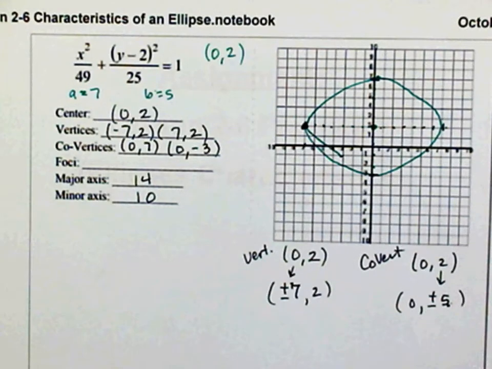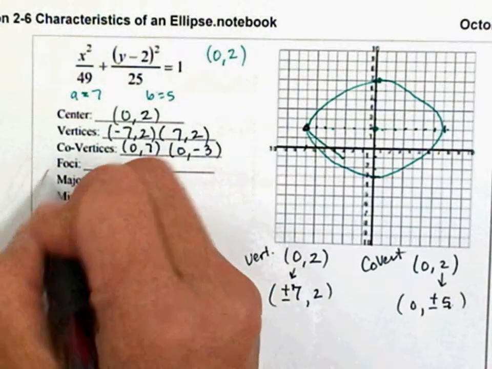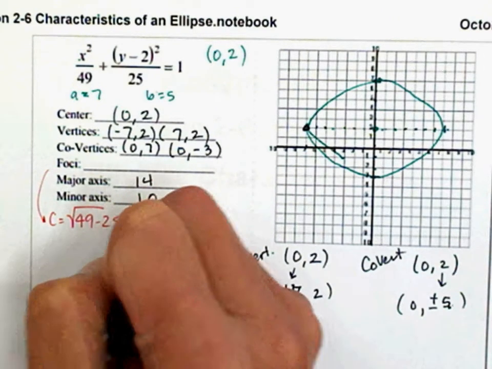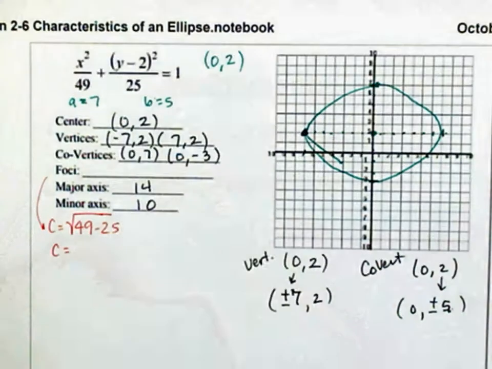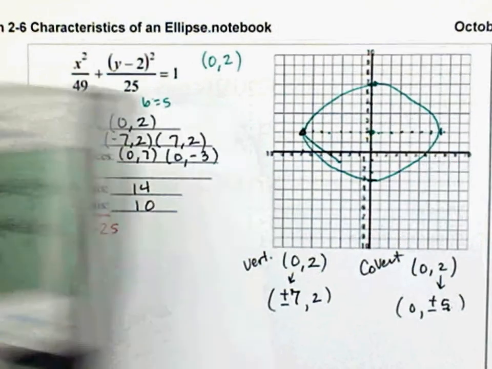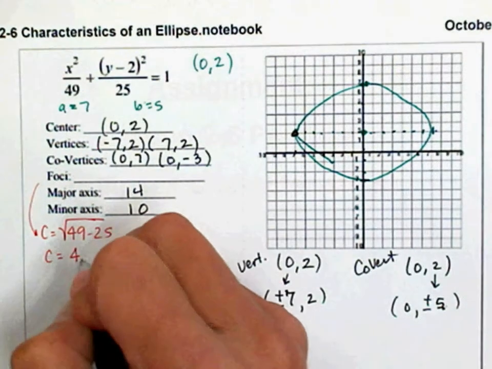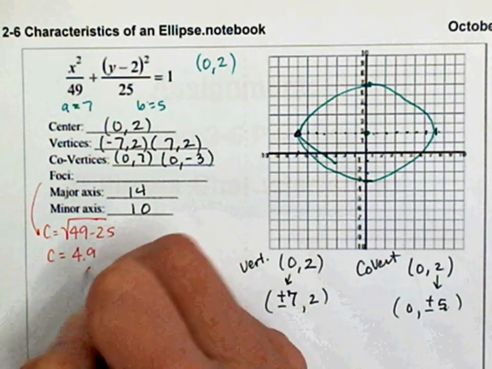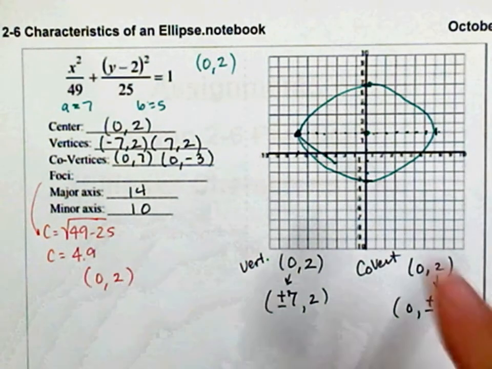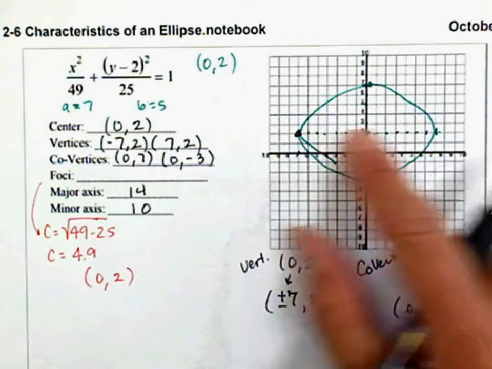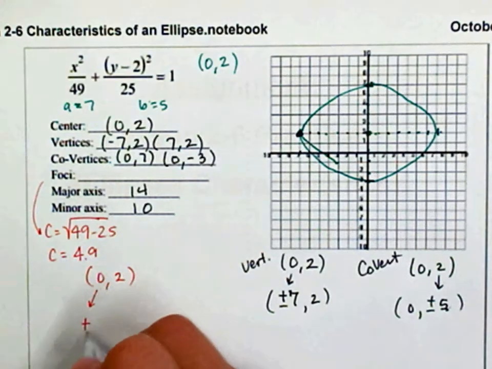Let's take a look at your foci. C equals square root 49 minus 25. So what is C equal to? Square root 49 minus 25 comes out to be 4.9. That is not 5, okay? 4.9. Your center is 0, 2. Your foci is on the major, so it's going to be lengthwise. So that's going to be your x. So I'm going to go ahead and put plus or minus 4.9, comma 2.